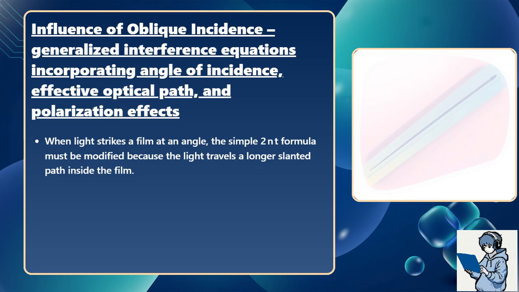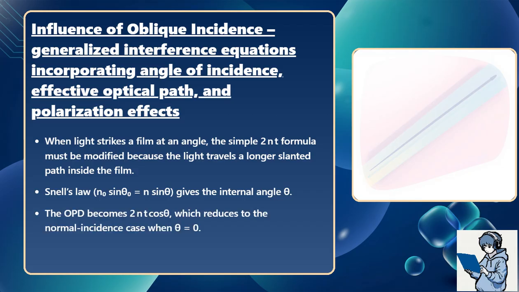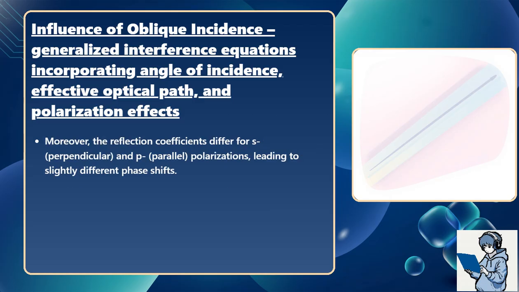When light strikes a film at an angle, the simple 2nt formula must be modified because the light travels a longer slanted path inside the film. Snell's law, n0 sin theta 0 equals n sin theta, gives the internal angle theta. The optical path difference becomes 2nt cosine theta, which reduces to the normal incidence case when theta equals 0. Moreover, the reflection coefficients differ for s, perpendicular, and p, parallel, polarizations, leading to slightly different phase shifts.